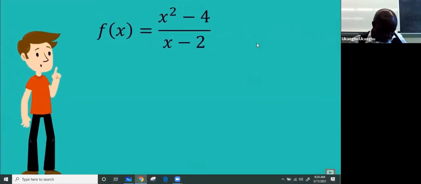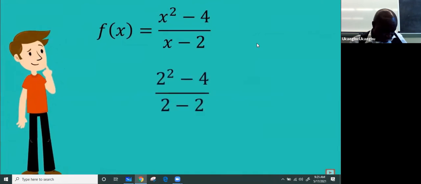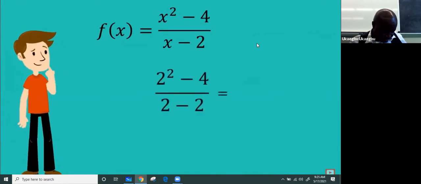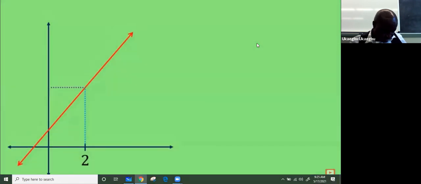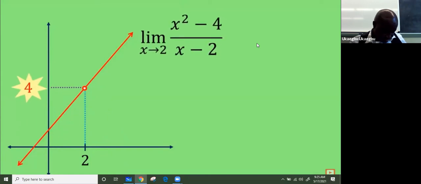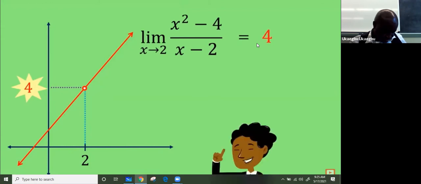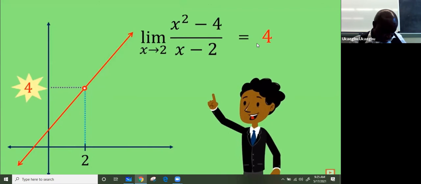If you try and find this value by instead plugging in 2, something strange happens. When you plug 2 into the function, you get 0 divided by 0. This shows that the function doesn't actually ever get to 4. In fact, a quick look at the graph shows a hole right where 4 is. Despite the hole, the behavior of the function leading up to it is the same. Since the behavior is the same, we still say that the limit of the function as x approaches 2 is 4, even though it never actually gets there.